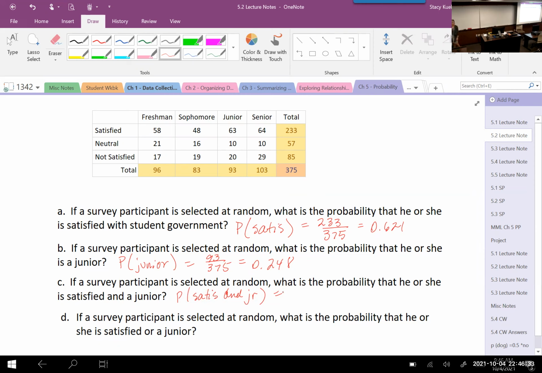$63? Yeah, you all agree with that? How did you know that's perfect? How did you know that was the case? We don't know the probability, we just know the total number right now.